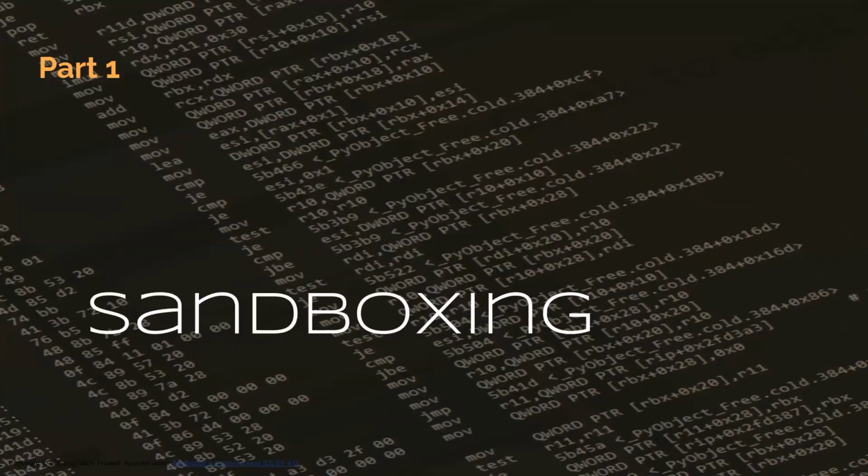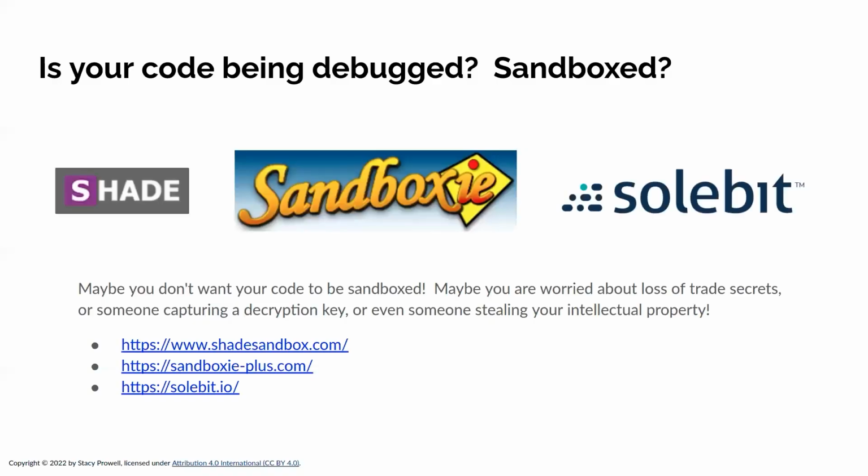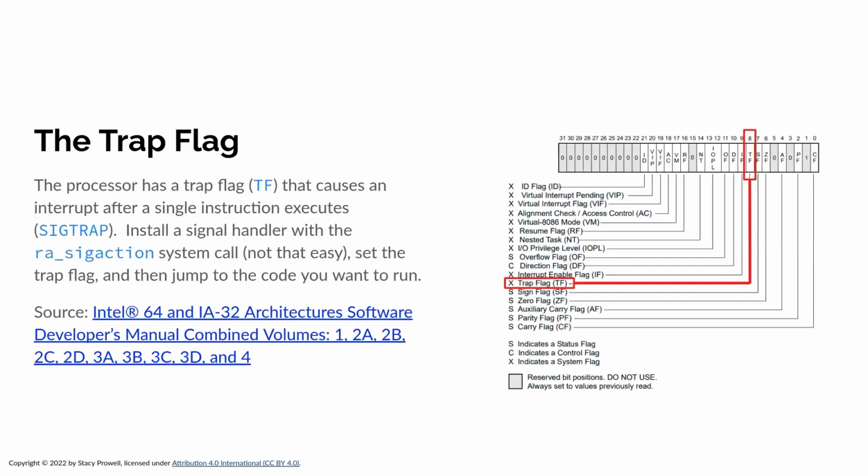Let's talk a little bit about sandboxing of code. There are some tools out there to sandbox code for execution, like Shade and Sandboxie, still around. But maybe you don't want your code sandboxed. Maybe you are a malware author and you would prefer people not figure out what you're doing. Maybe you have intellectual property in there. Maybe your code runs on a gaming console and contains an encryption key to talk to the server, and you don't want people cheating. In those cases, you might not want your code sandboxed. So let's talk a little bit about ways in which sandboxing works.